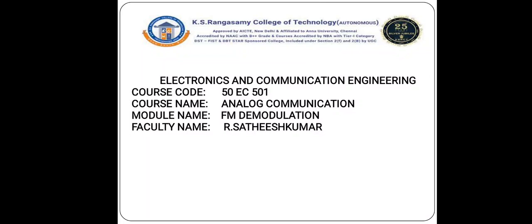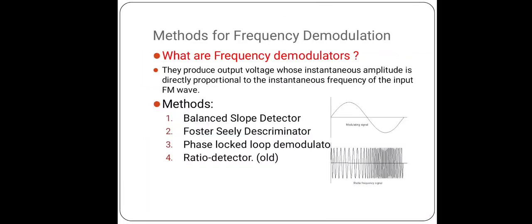Rangasamy College of Technology. Today we will discuss the topic of FM demodulation and their techniques. First of all, we see what is FM demodulation. Frequency demodulators produce an output voltage whose instantaneous amplitude is directly proportional to the instantaneous frequency of the input wave. So changes in the input modulating signal will result in changes in the output.